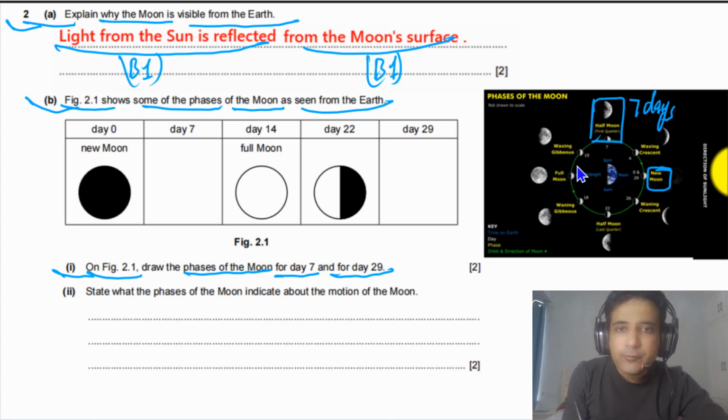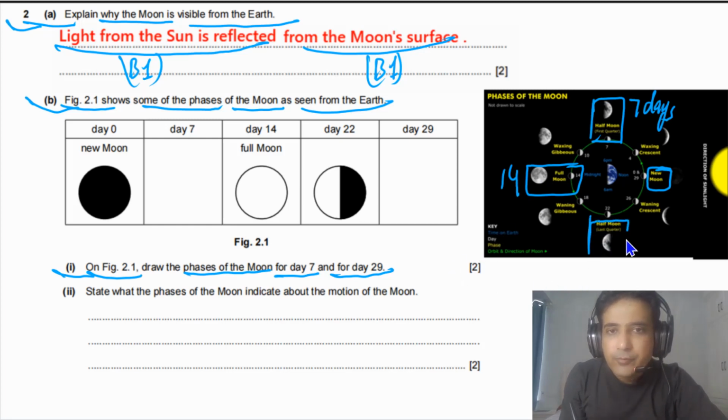And after 14 days, we will have a full moon. So this one is after 14 days. We will have full moon. And here we will have half moon again. And this one will be after 22 days. And this one again, after 29 days we have new moon. So this one is the new moon here. So this is after 29 days, or we can say after 0 days, the new moon.